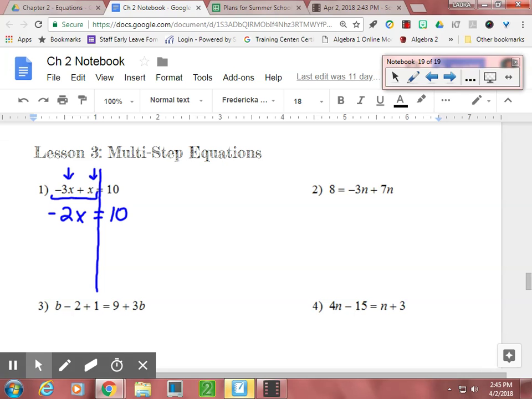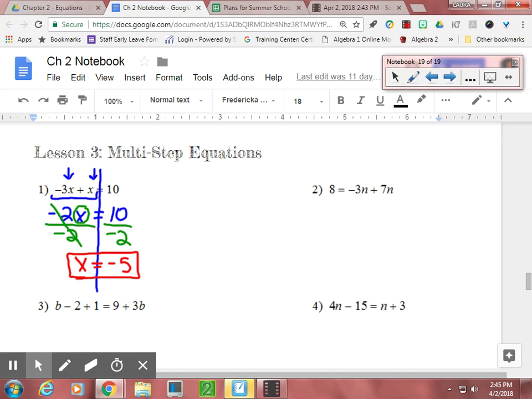So now I have to decide what is my next step. Well, I'm trying to get x all by itself. That's the goal. So to do that, I need to get rid of negative 2. Well, to get rid of negative 2, they're multiplied together, so I need to divide it to make it go away. So then my answer to this is x equals negative 5.